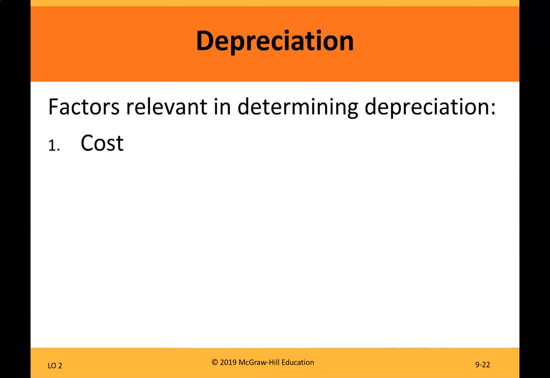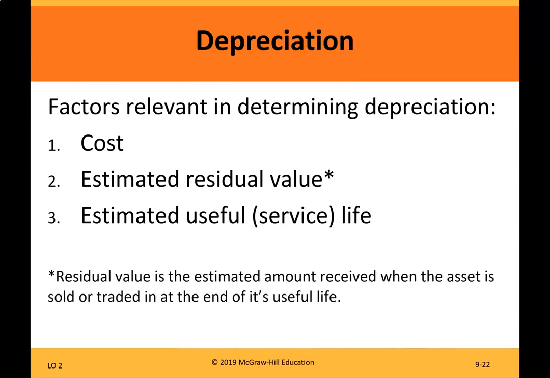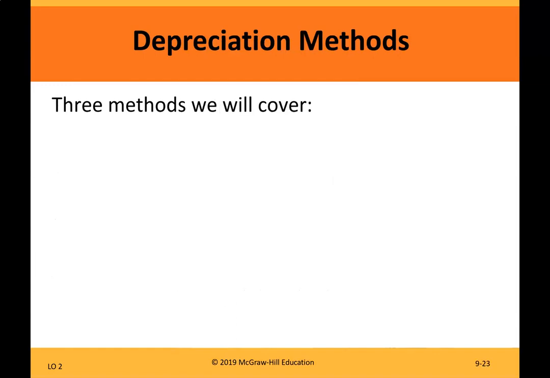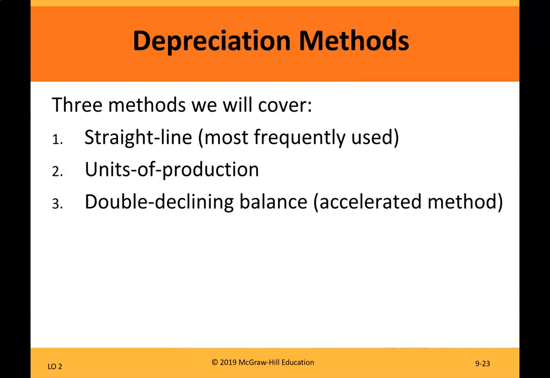Factors relevant in determining depreciation are cost, the estimated residual value, and the estimated useful or service life. Residual value is the estimated amount received when the asset is sold or traded in at the end of its useful life. There are three methods. One is straight line, which is most frequently used. That's the one that we'll focus on. There's also units of production and double declining balance.